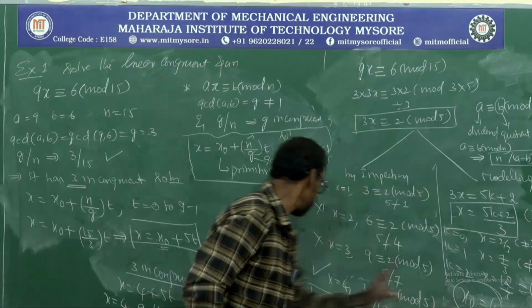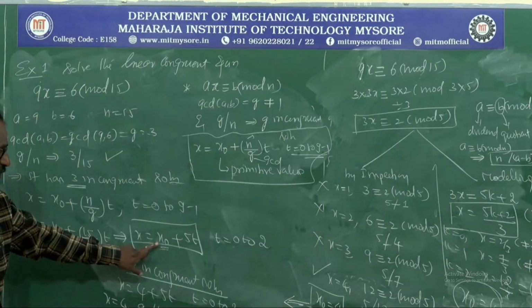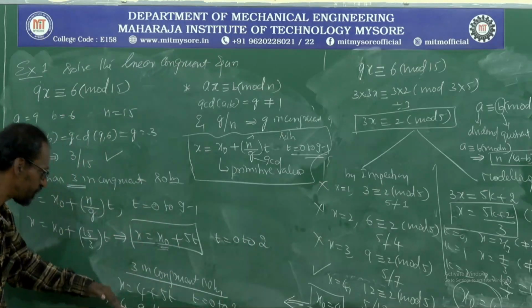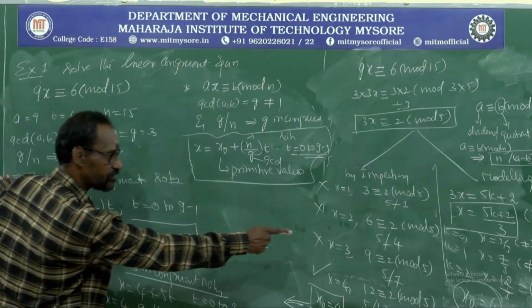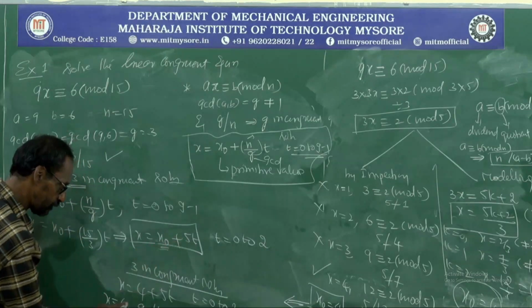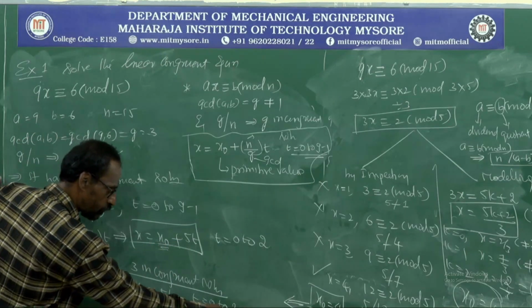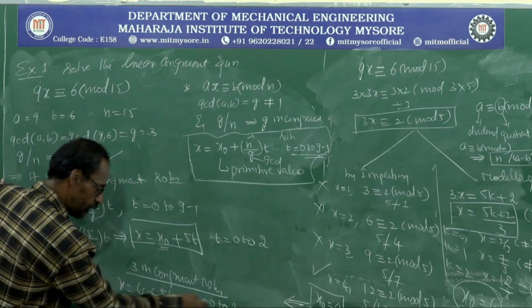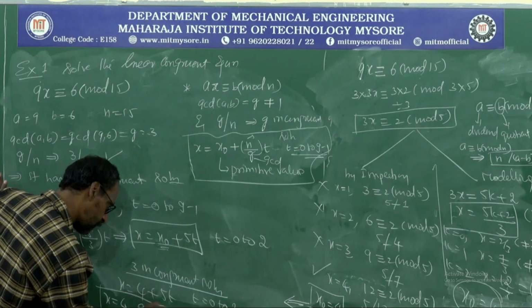Once you got the x naught, come back and fit into this expression, run the t value 0 to 2, I'm going to get the same set of solutions. x equal to 4 plus 5t, t equal to 0 to 2. Take t equal to 0, 4, t equal to 1, 9, t equal to 2, 14. So same set of solutions.